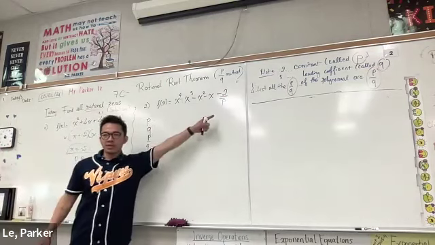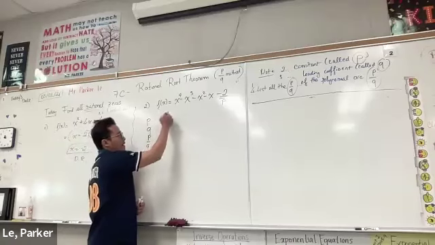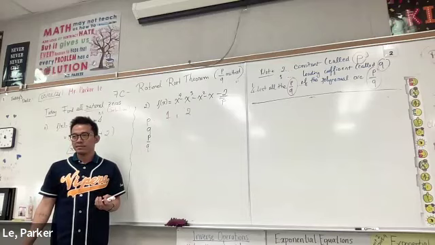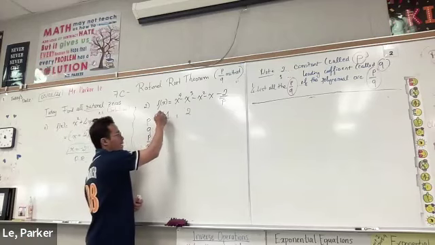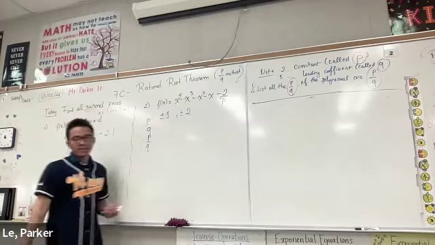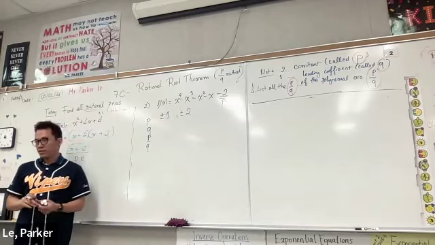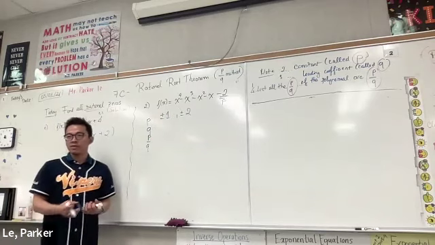So P is 2. What are the factors of 2? 1, 2. That's it. Also -1, -2. Very good. Let's give Kelly 1 point. So plus or minus 1, plus or minus 2, because 2 can also be divided by -1, and 2 can also be divided by -2.